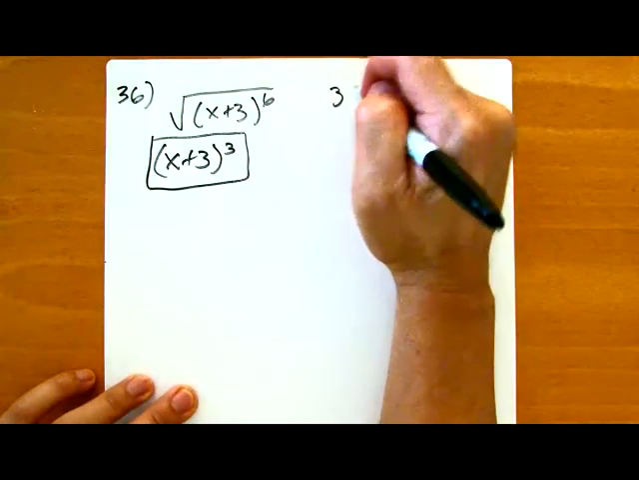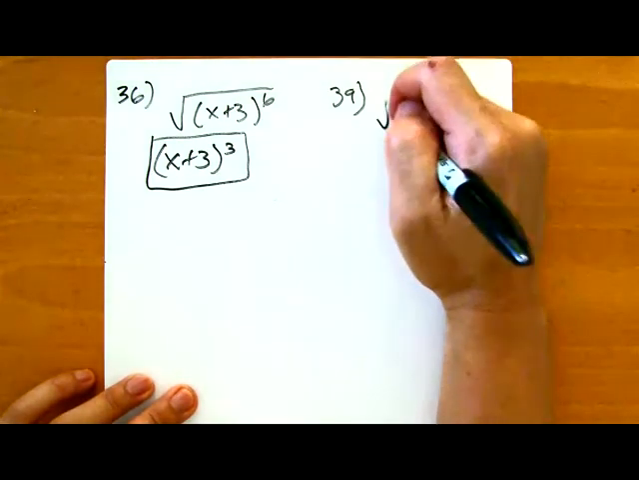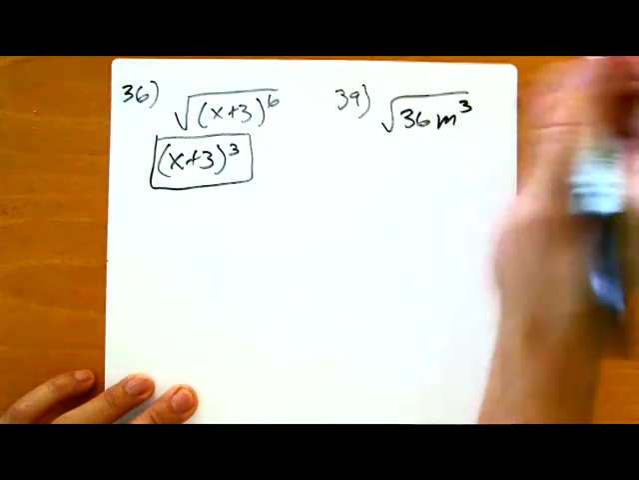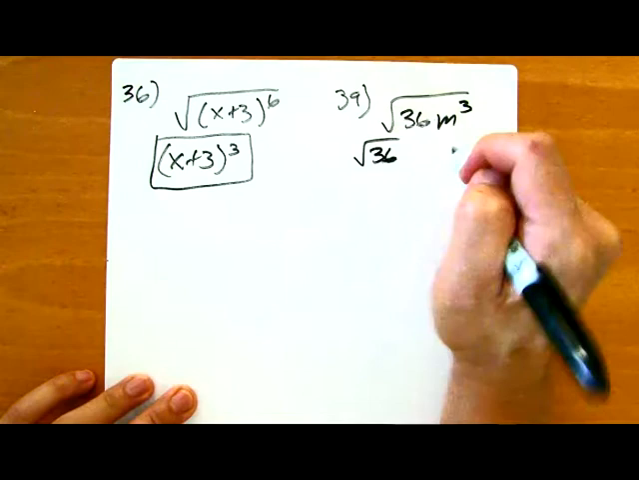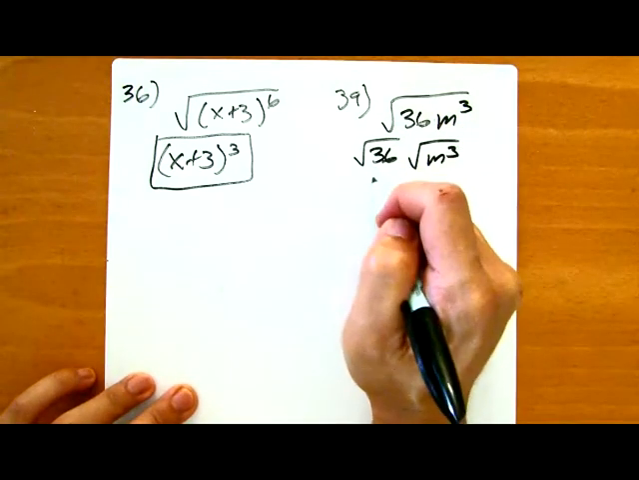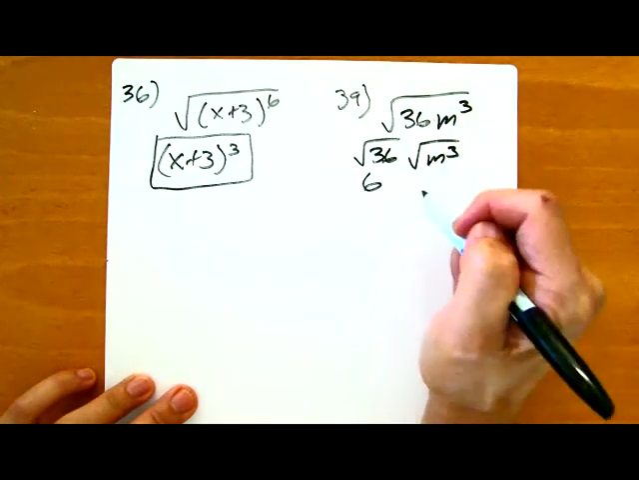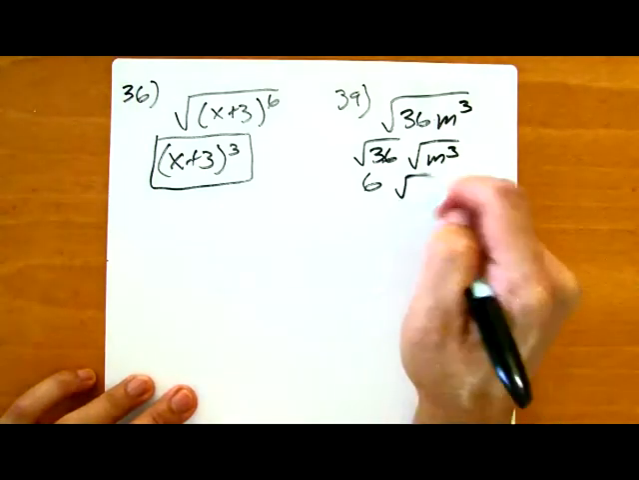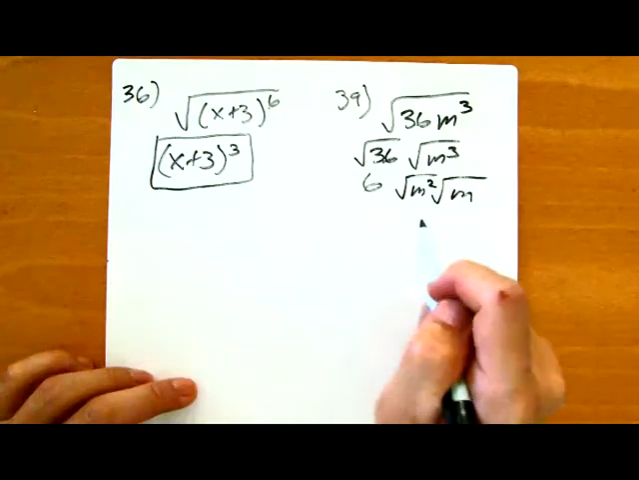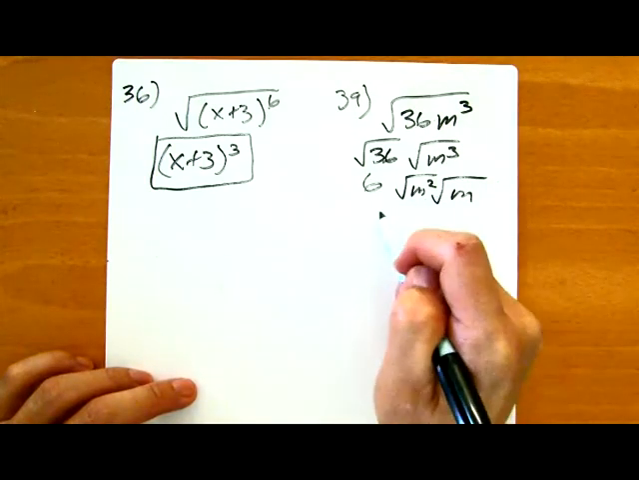39. Radical 36 m to the 3rd. I'm just going to split it up, the number and the variable. I can square root the 36. That's 6. M to the 3rd is not possible, but can we go further? I'll split it up: m and m to the 2nd. I can square root m to the 2nd. That's just m.